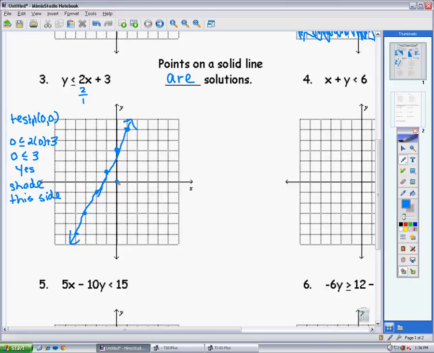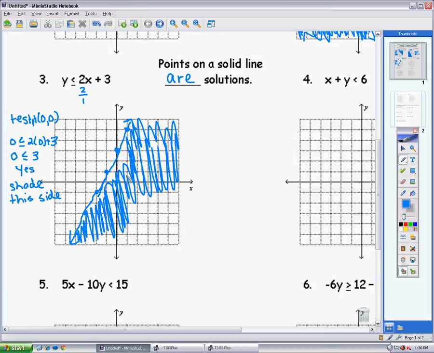Okay, since my test point is here at 0, 0 and it did give me a true statement, then I shade that side of the equation. So that means all of these points that I'm shading in here are solutions to the inequality. All of these points will make that inequality true.